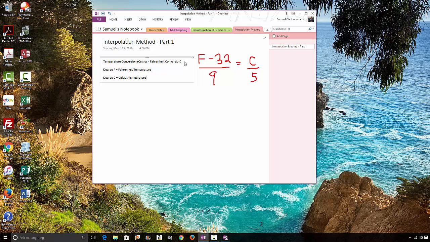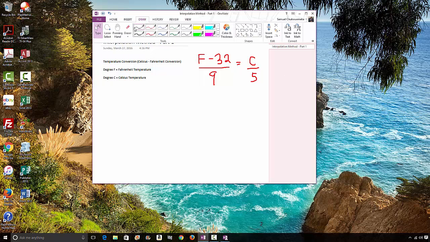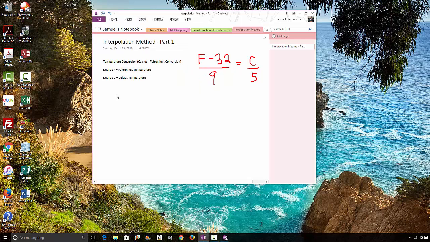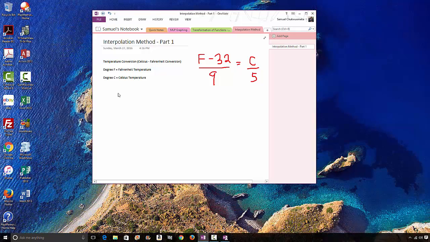But have you ever wondered how they got this formula? We are going to look at that. One of the uses is the interpolation method. I chose to do this first use in algebra. I will do at least 2 other uses in statistics. It is very, very important in statistics, this method.